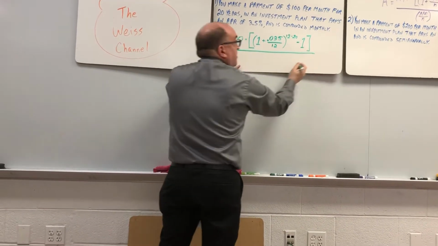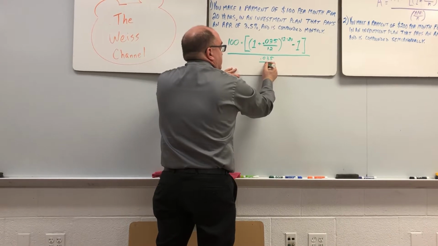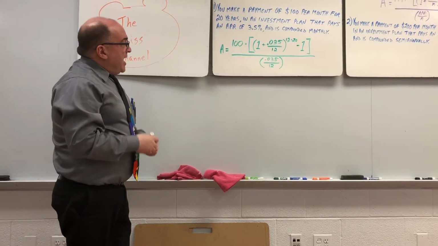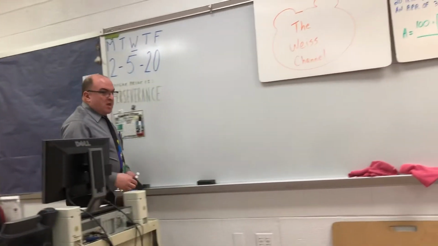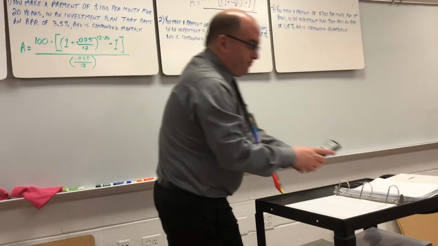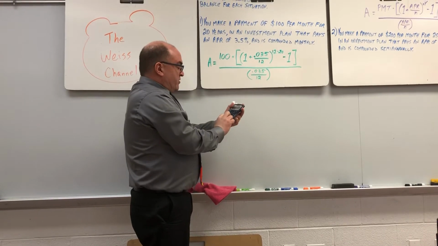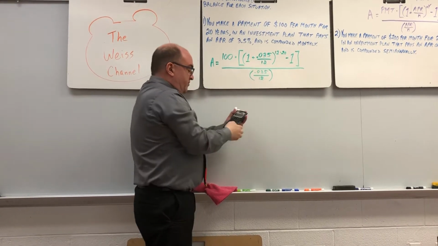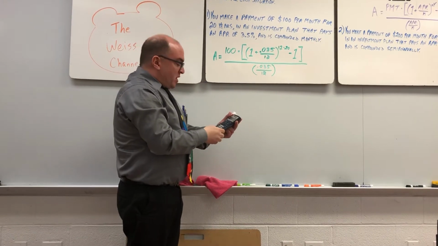All over 0.035, the APR, over the number of compounds. That is a pain in the butt. All right. How would you go ahead and do that on your calculator? Well, it's a long process. But I would recommend starting right here. I'm going to do 0.035 divided by 12 equals. All right. Then I would do plus 1. Plus 1 equals. Now, I'm going to do that to the 12 times 20 power.